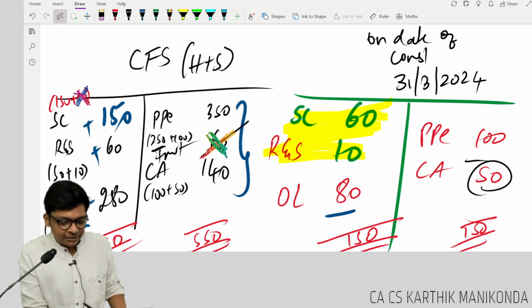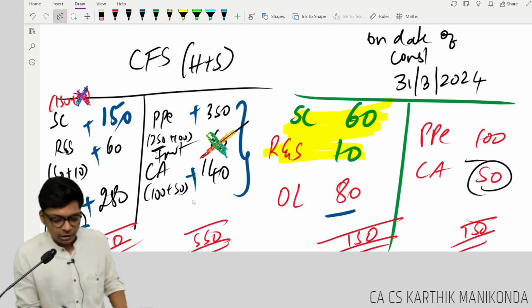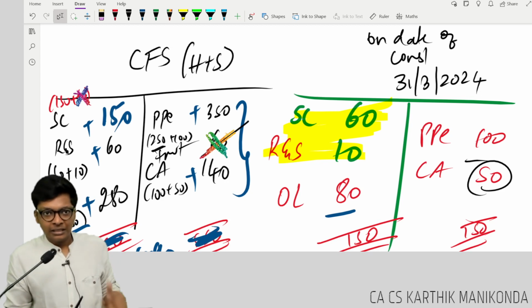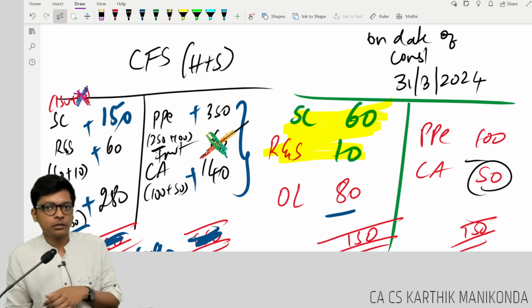Is the balance sheet tallying now? 150 plus 60 plus 280, this side 350 plus 140. It will tally how much? 490. Correct? Is this correct? No. Why?